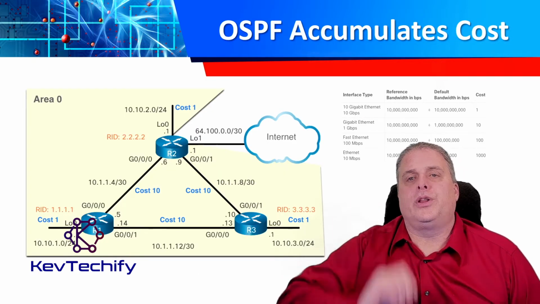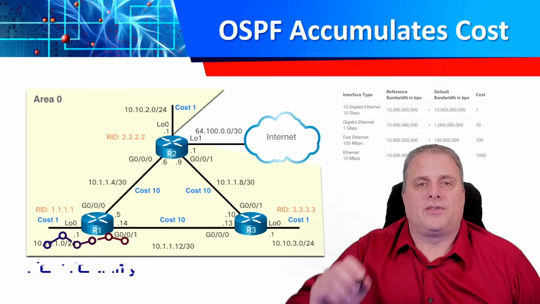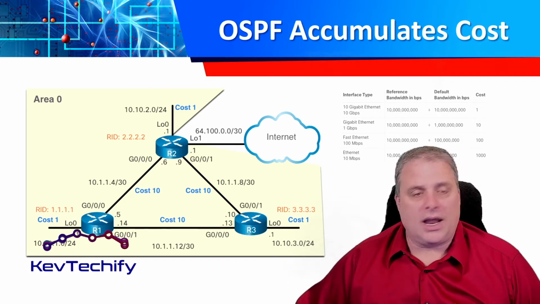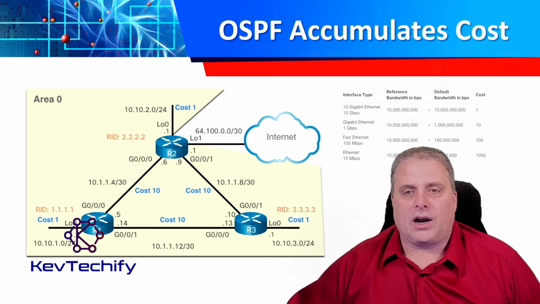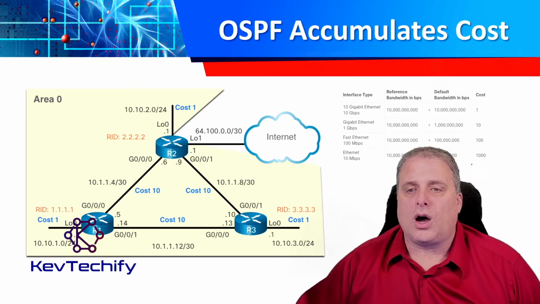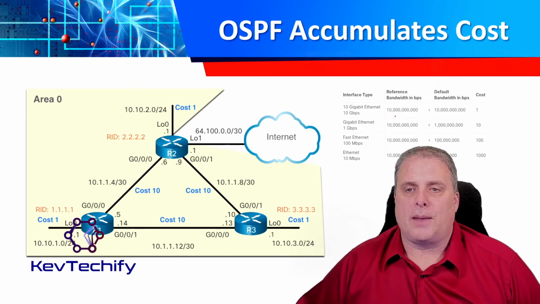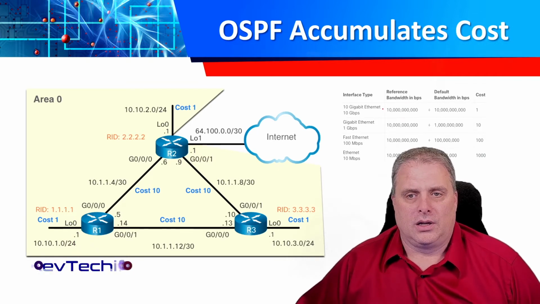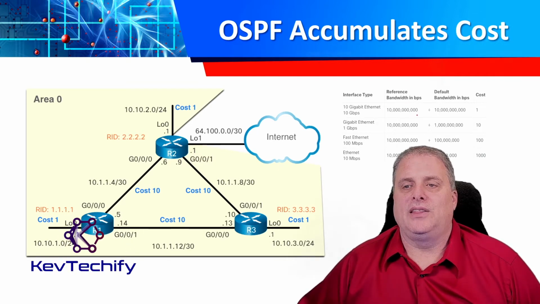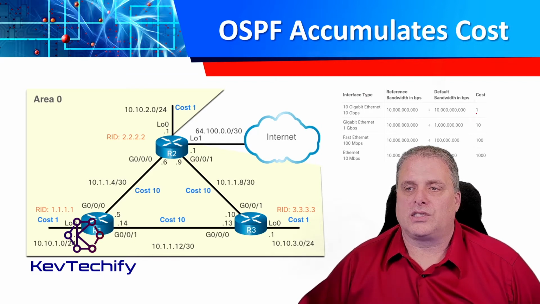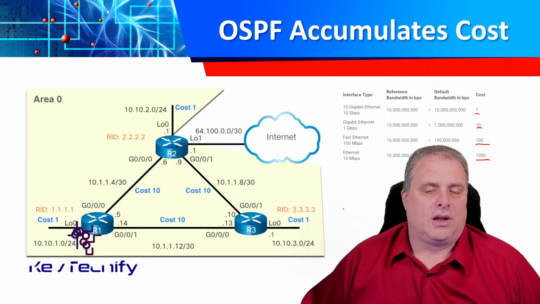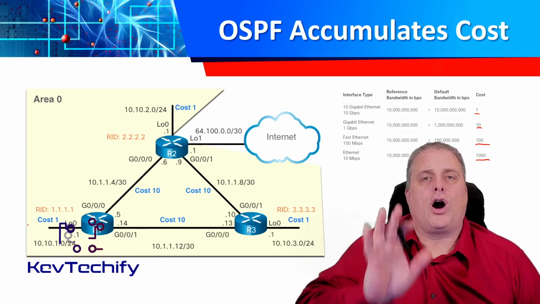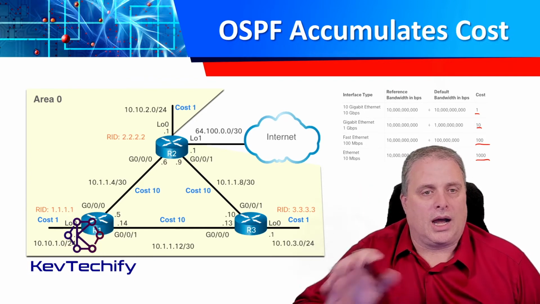OSPF accumulates the cost. Here's our network that we've talked about. This is that original network we started out with. Over here, I have the new cost for our connections using that modified reference bandwidth based upon the 10 gig Ethernet. And so the 10 gig Ethernet has a cost of 1, gigabit has a cost of 10, fast Ethernet has a cost of 100, Ethernet has a cost of 1,000. What we've done now is go ahead and put the cost on the networks on our chart.